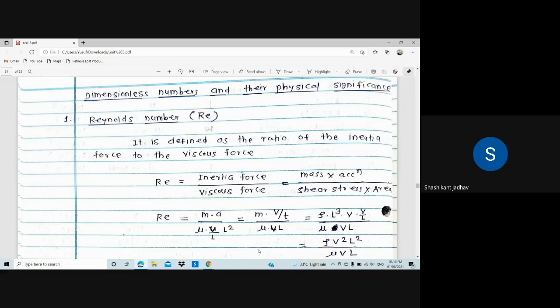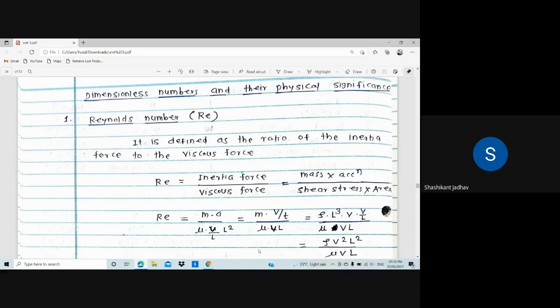Write down Reynolds number is equal to inertia force divided by viscous force. Okay, then what is meant by inertia force? Inertia force is nothing but mass into acceleration.